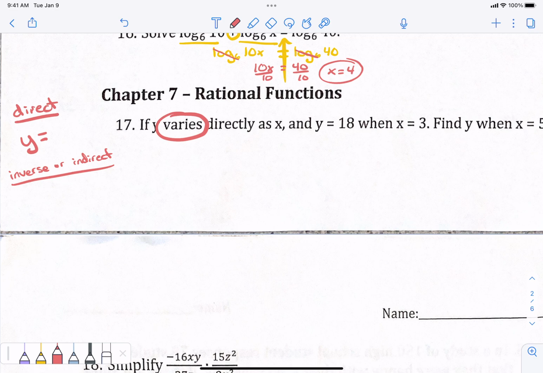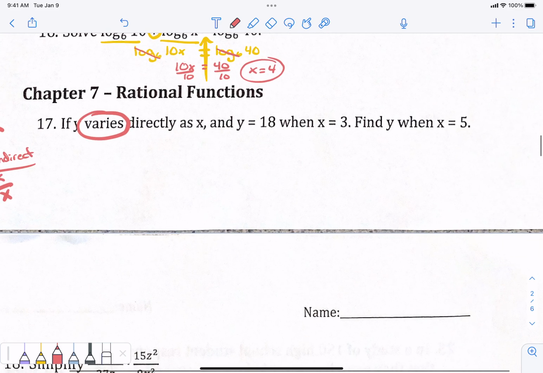If they're varying directly, you're multiplying. Y equals, we have to use k, k times x. Y equals k times x. That's direct variation. What does indirect or inverse variation look like? Y equals k over x. On the test, I might do inverse rather than direct. I don't remember, so make sure that you're prepared for both of those. Write both of those functions down, direct or indirect.